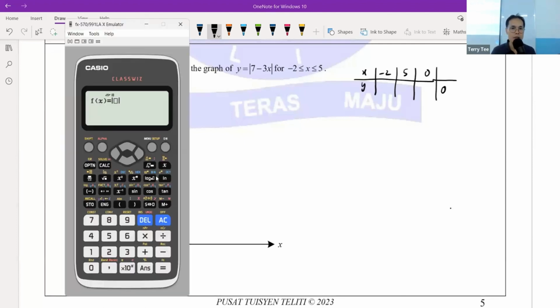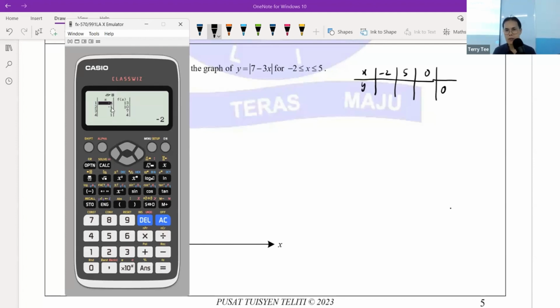Look at this again. You go to menu, 9 for table, shift, open bracket. This is ABS. ABS stands for absolute value. 7 minus 3x. X is this. Then you press equals. For g(x), don't bother, press equals. Where do you start? You start from minus 2, you end with 5. Step is always 1, then you press equals.